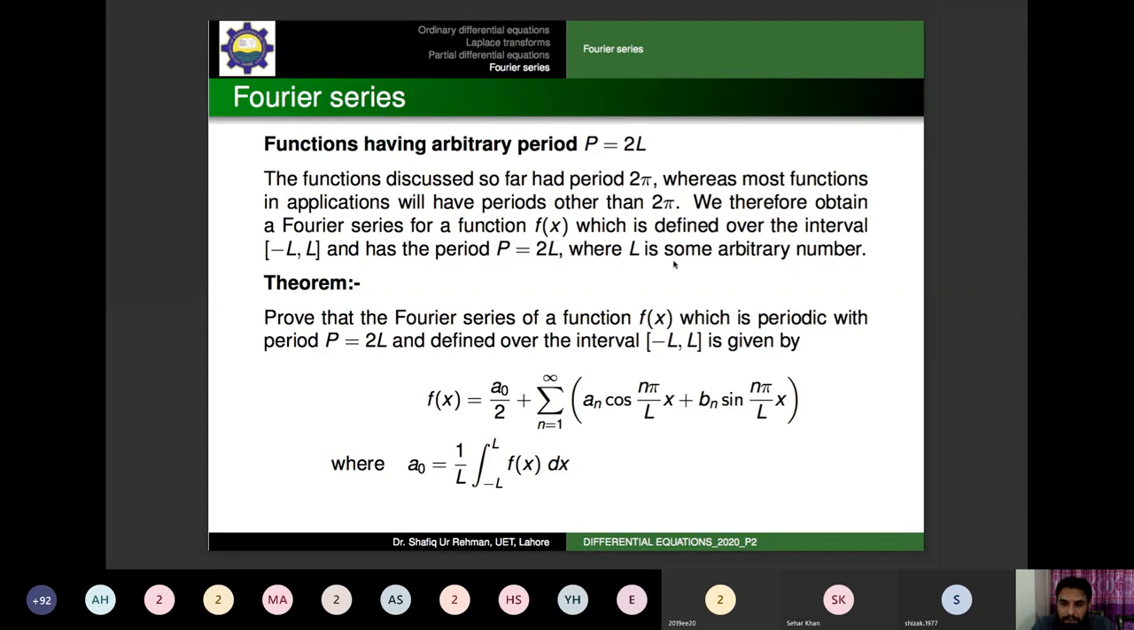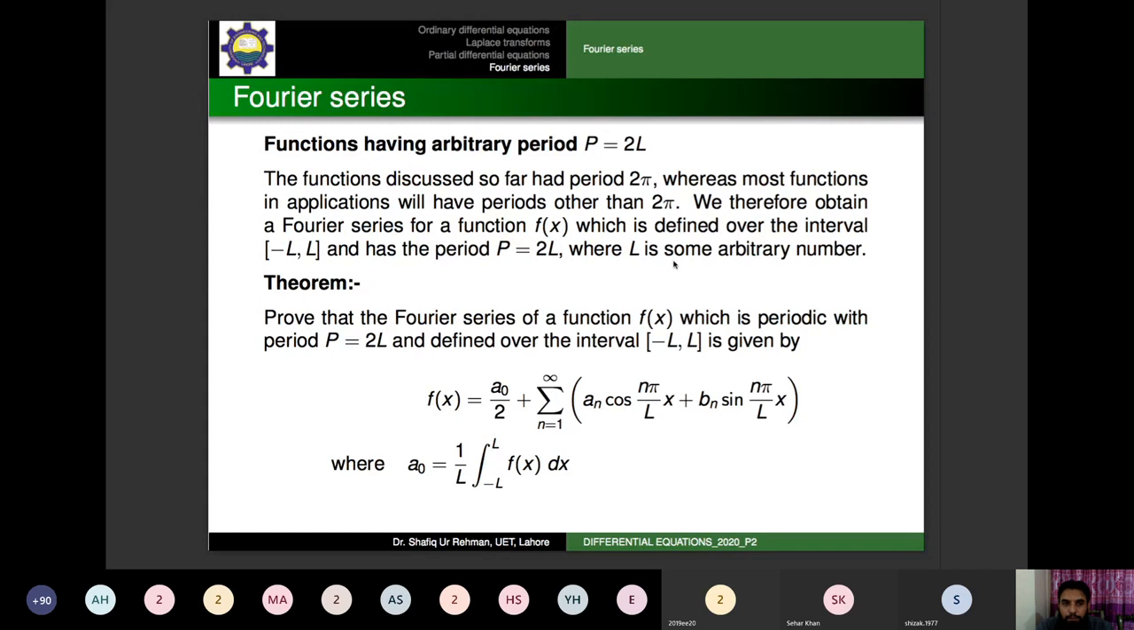As I said earlier, not necessarily that you need to talk about a period of 2 pi every time. So far we have discussed different types of functions, all of them of period 2 pi. Whereas most functions in applications will have periods other than 2 pi. So what about those functions? Can we handle them? The answer is yes, we can handle them.